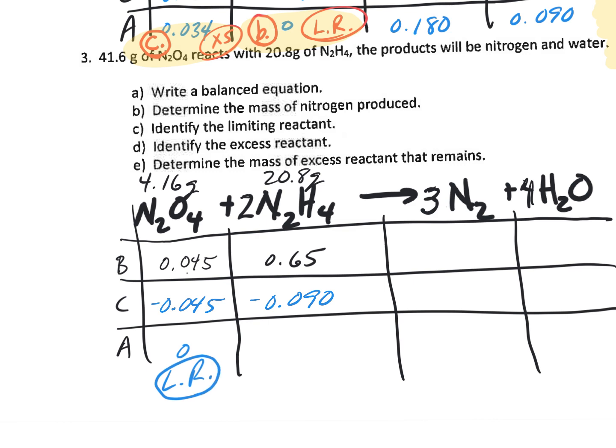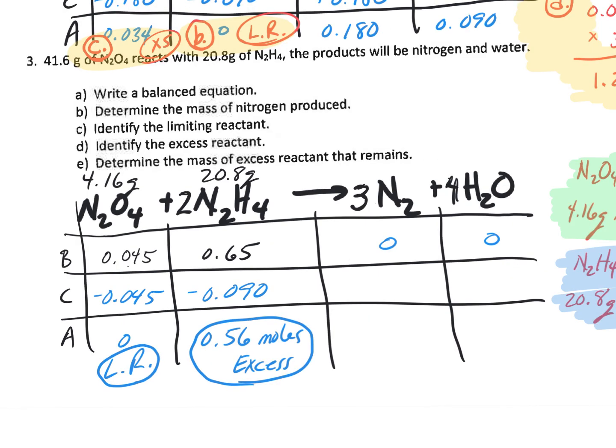And we're going to end up with some excess. Okay, so we're going to have 0.56 moles excess of the N2H4. Okay, now how much nitrogen are we going to make and how much water are we going to make?